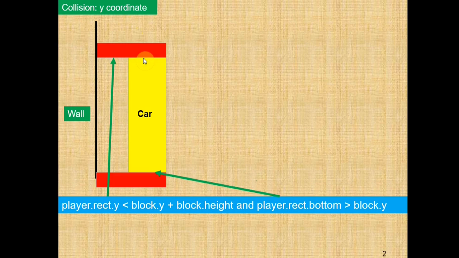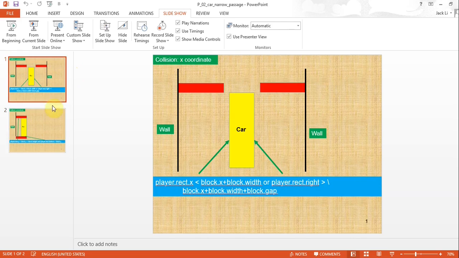And now in order to check for the y coordinate, we could check if player.rect.y, which is the top part of our player, is less than block.y plus block.height, which is the bottom of our block. Then we want to also check for player.rect.bottom. So if the bottom of our player is greater than block.y, so this part, and both these conditions are satisfied, then you know that the player has collided with the block. So, that's basically it for our idea of how we collide, and let's actually implement this into our code.